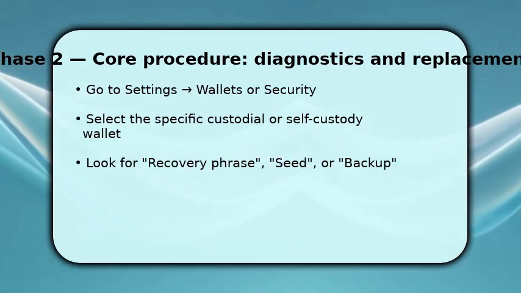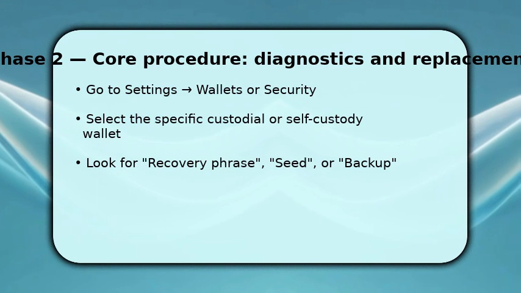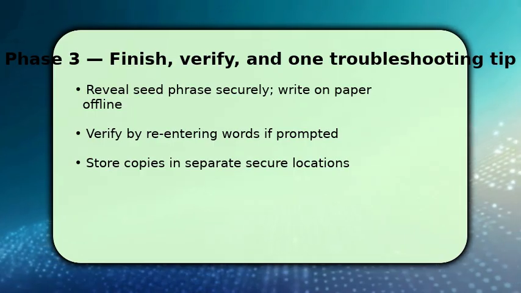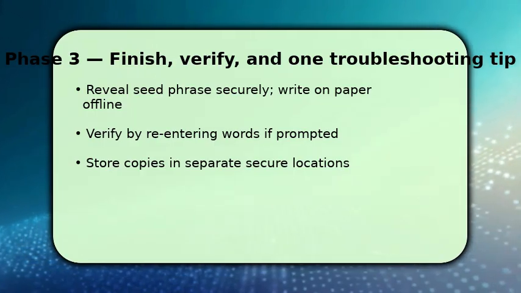You now reveal the recovery phrase. Coinbase will show 12 or 24 words. Write them down, 1 word per line, using a pen and paper. Do not photograph or paste them into apps.